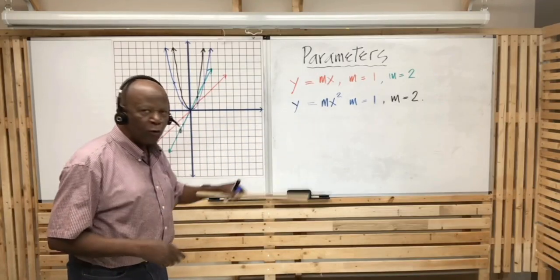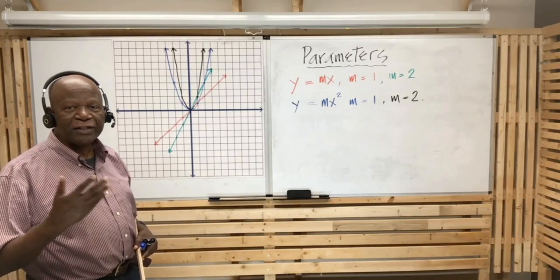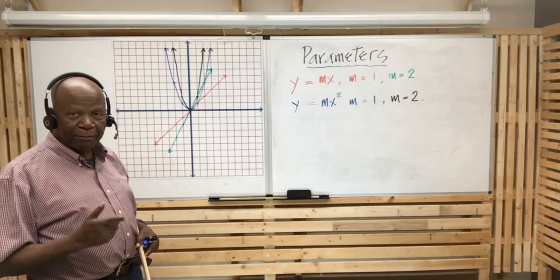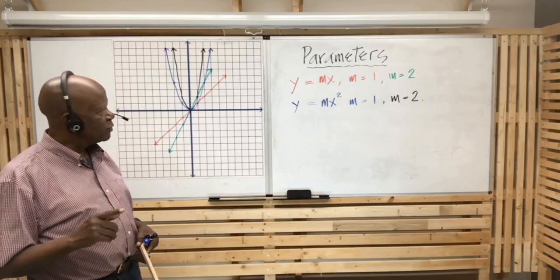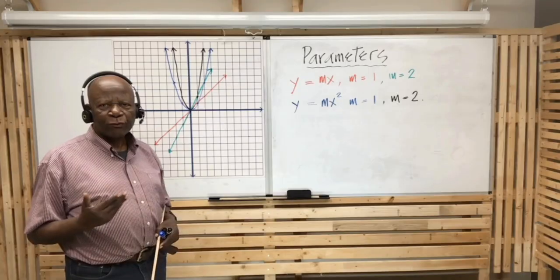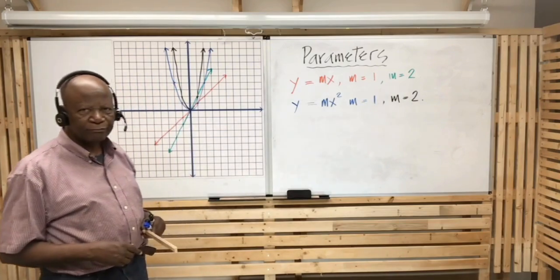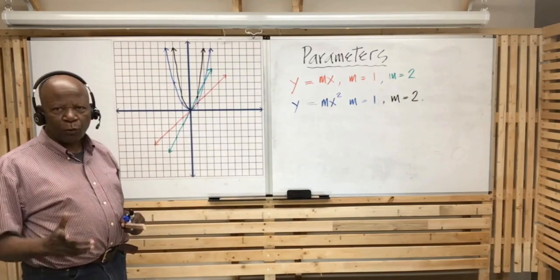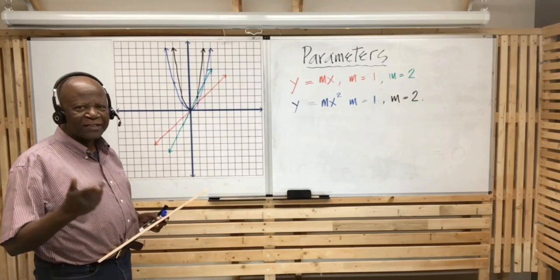Let's take another case. y is equal to mx squared. In this case, it is a quadratic equation. m cannot be 0 anyway. m cannot be 0. So let's make m equal to 1. If m is equal to 1, then the equation is y is equal to x squared.